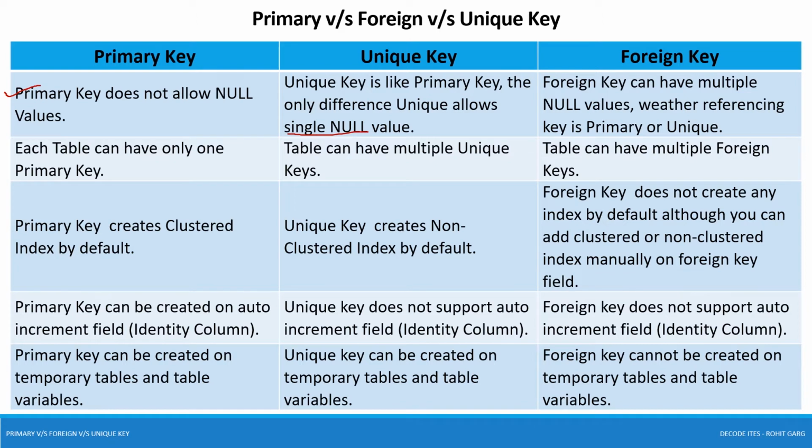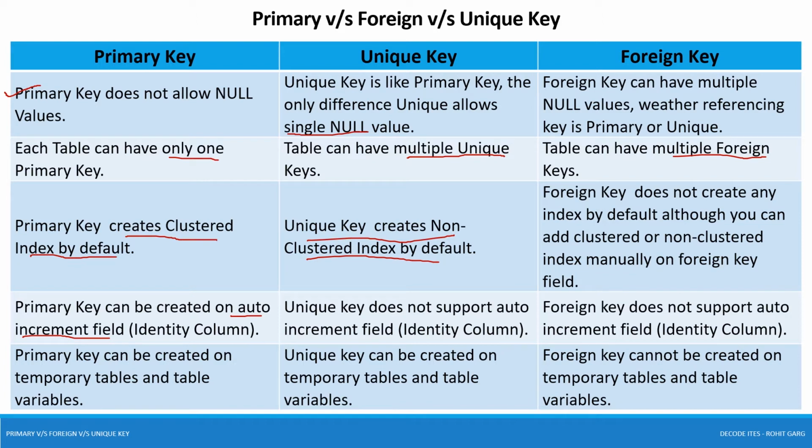Each table can have only one primary key. A table can have multiple unique keys. A table can have multiple foreign keys as well. Primary key creates a clustered index by default. Unique key creates a non-clustered index by default. Whereas foreign key does not create any index by default, although you can add a clustered or non-clustered index manually on the foreign key field.